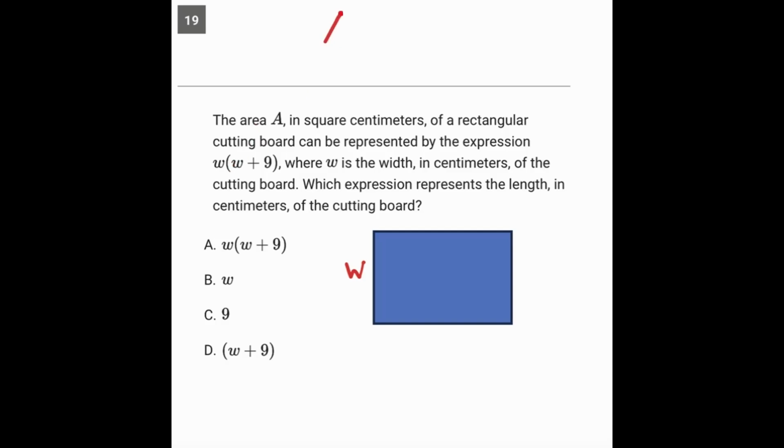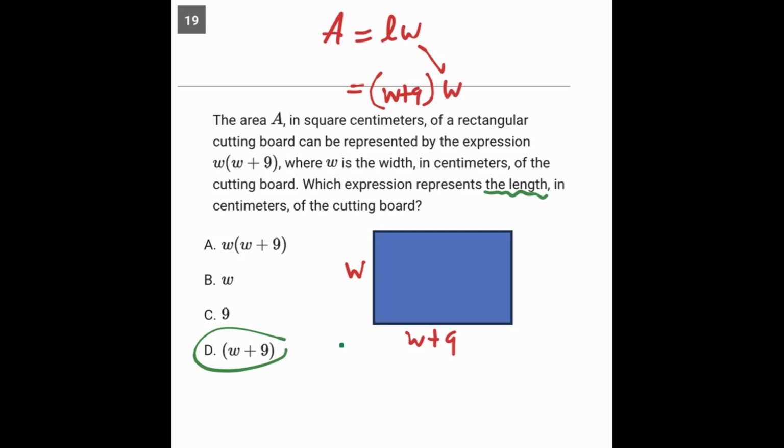Now, of course, the area of a rectangle is the length times the width. And if we know that one of these things is W, the thing that's multiplied by that, if we know for a fact that that's the area, well, that must be the length. So W plus 9 has to be the length for us to then be able to say the area is the length times the width, W times W plus 9. So which of these expresses the length? That's the W plus 9, which is answer choice D here.